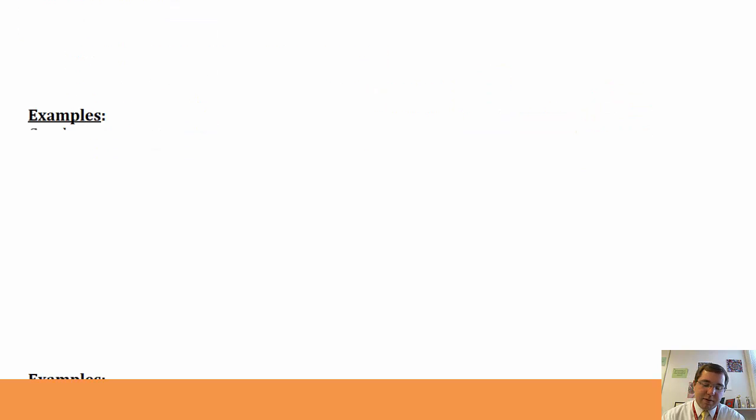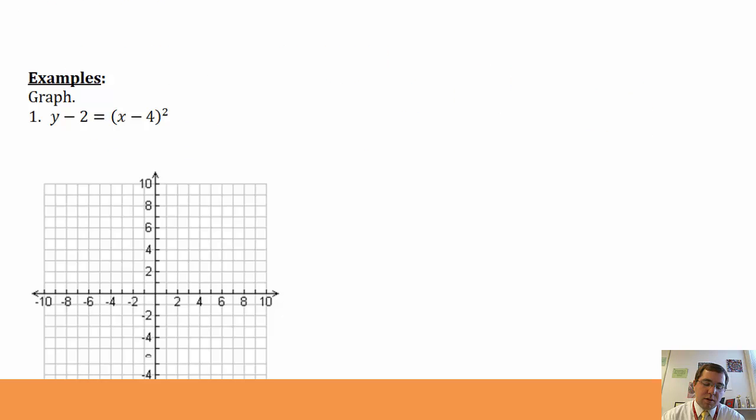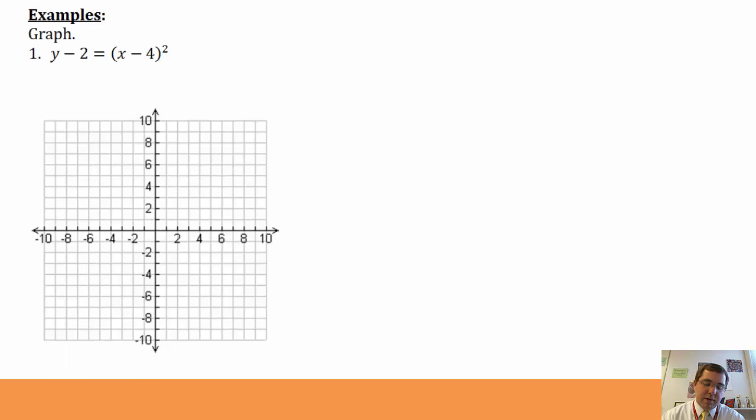So let's see some examples. Let's graph y minus 2 equals x minus 4 quantity squared. So the vertex is h comma k, which here is 4 comma 2. h is the number we're subtracting off from x, which is 4. k is the number we're subtracting off from y, which is 2. So the vertex is going to be at 4, 2. And I will label the vertex.